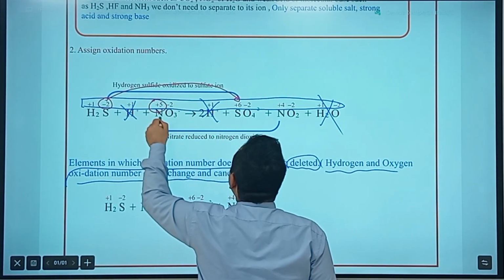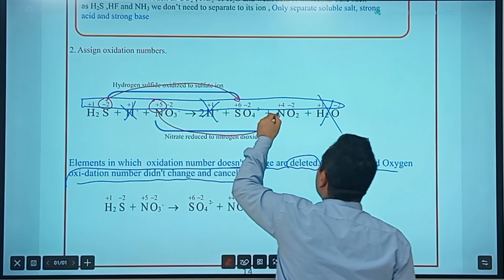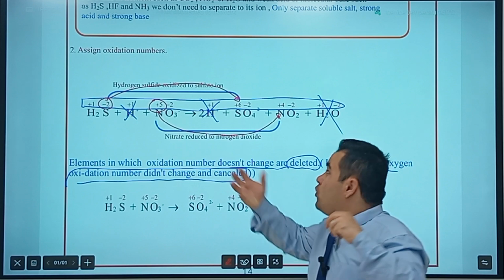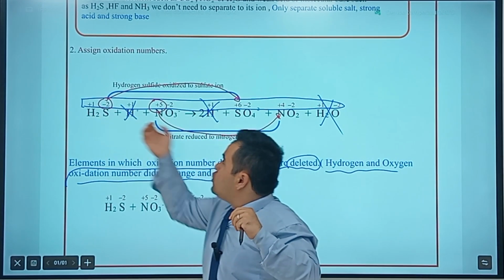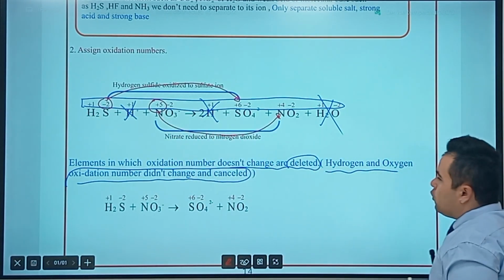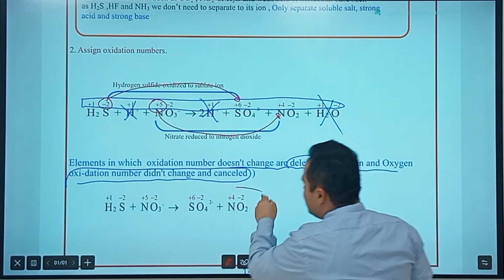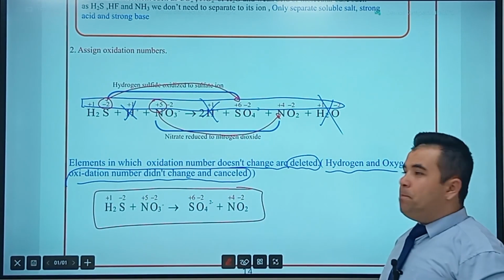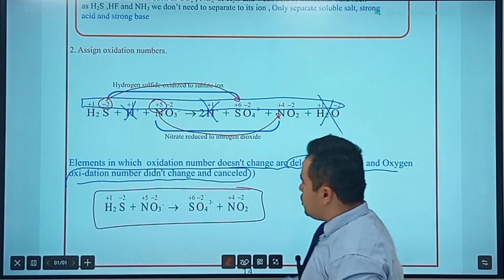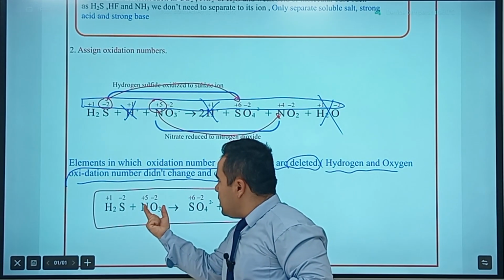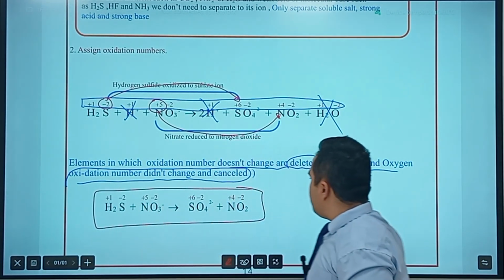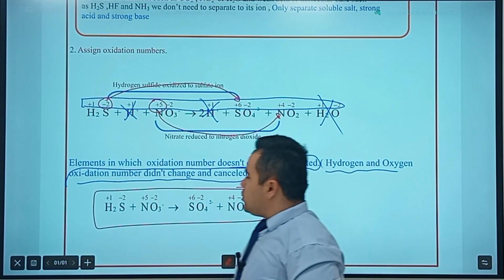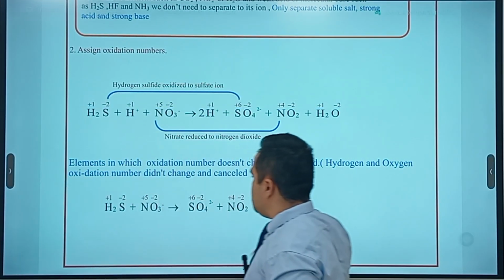From 5, it changes to 4. Here we have got reduction. So just write those molecules or compounds in which the oxidation state changes. Here we have written those molecules and compounds with the oxidation number changes. H2S, NO3 negative, SO4 negative 2, NO2 are those species with the oxidation number changing.